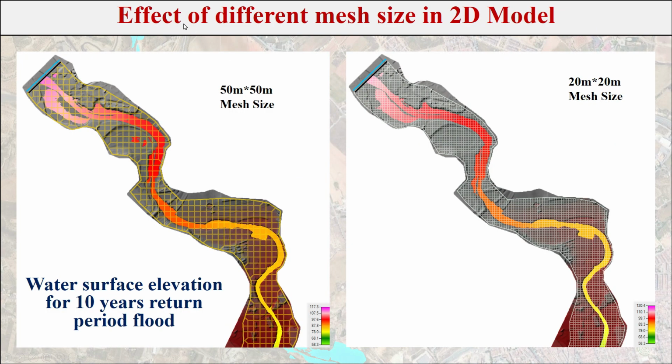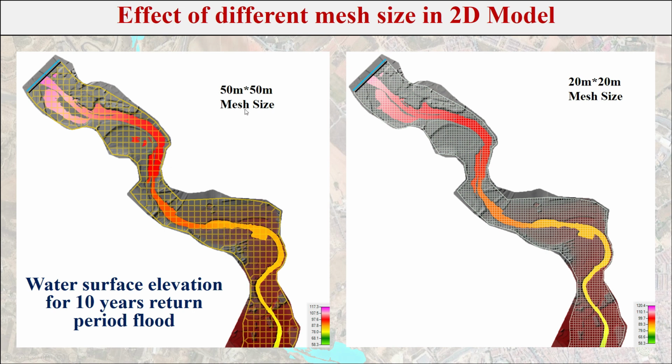Also, we are going to compare two different 2D models in which different mesh sizes are used. On the left, the 50 meter by 50 meter mesh size model is shown, and on the right, the 20 meter by 20 meter mesh size model is shown. This is for the 10 years return period flood.